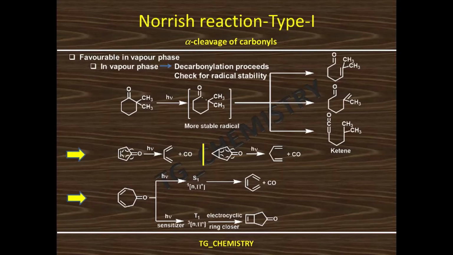In the presence of a sensitizer, the reaction goes in a different pathway, and the n to pi star transition takes place, and the molecule goes into the excited triplet state. And thereon, the electrocyclic ring closure takes place, and we get a 4,5 fused ring as the major product. So we will see a couple more examples on this Norrish type 1 reaction.